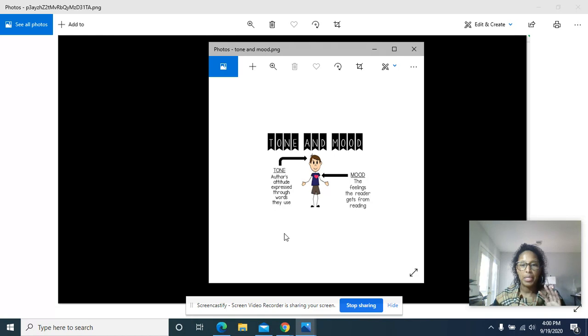So this can be in movies, this can be in books, this can be in poems. There is always a voice that is expressed when you're working in literature or poems, which is the genre that we're going to be in right now. So I want you to take a look at this chart. So here I have tone and mood. First, we'll discuss tone. Tone is the author's attitude expressed through words they use.